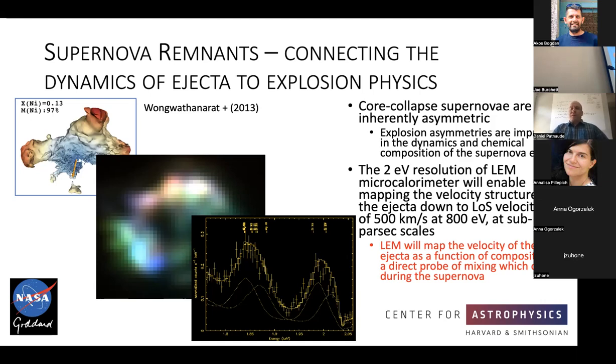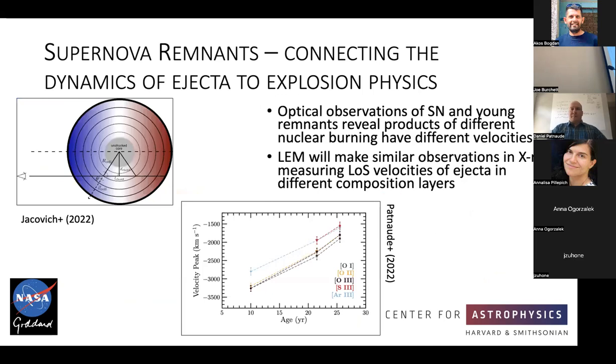But this 2 eV resolution, which LEM is going to afford us, will actually allow us to map both the red and the blue shifted components of the emission, and we can actually trace this directly back to asymmetries in the explosion. So we see this all the time in optical observations.